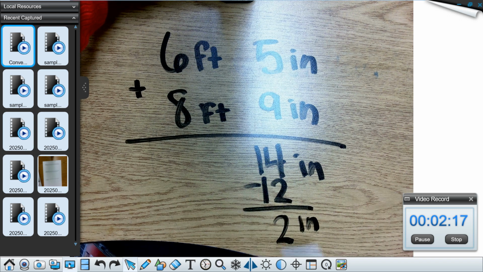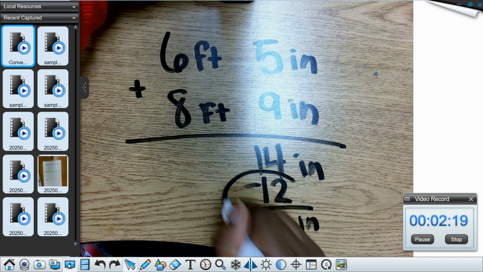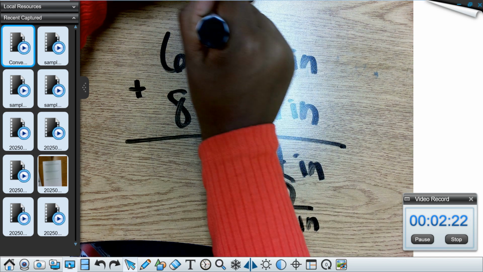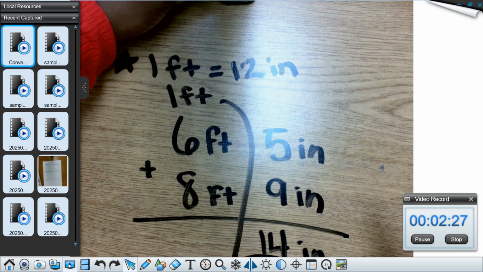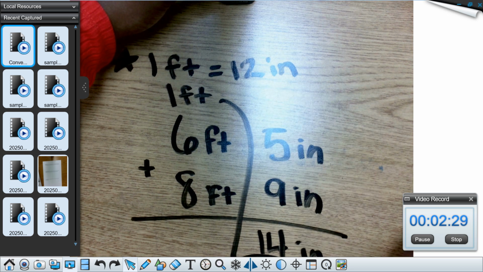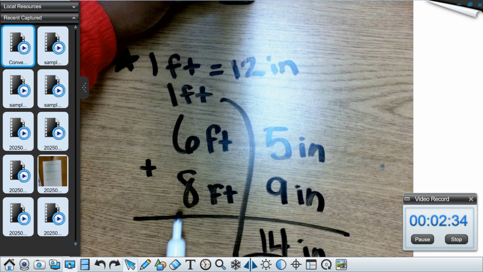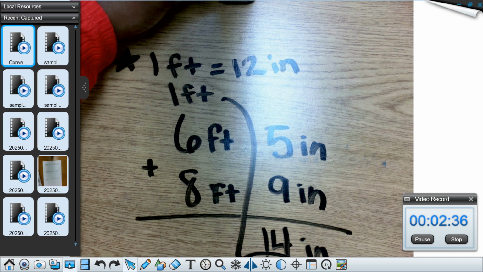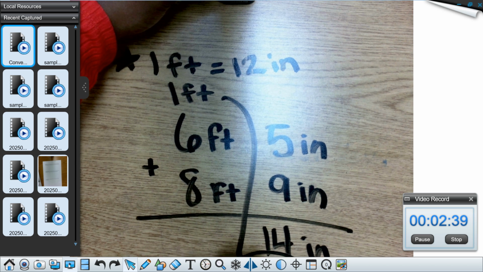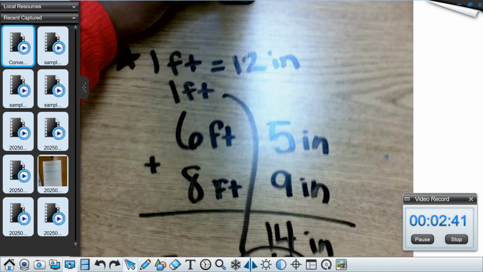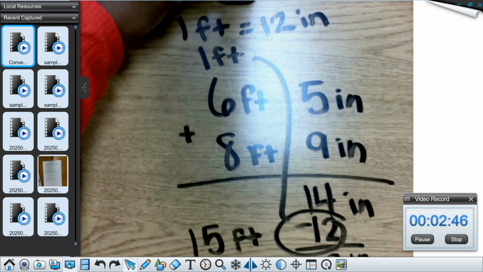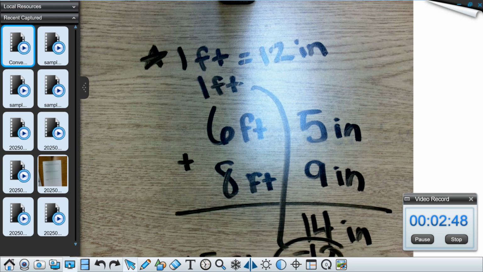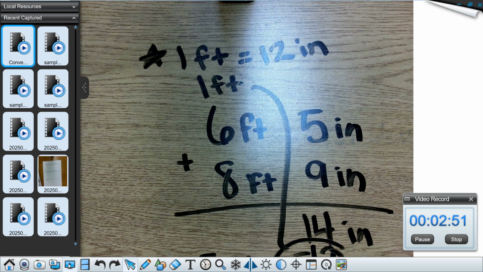And we're not just getting rid of that 12. We're actually changing those 12 inches into 1 foot, because our rule is 1 foot is equal to 12 inches. So now that we changed the 12 inches to 1 foot, we can now add our feet together. So 8 plus 6 plus 1 is going to give us 15 feet. So our answer is 15 feet and 2 inches. Okay, so that is how you would add for that one.